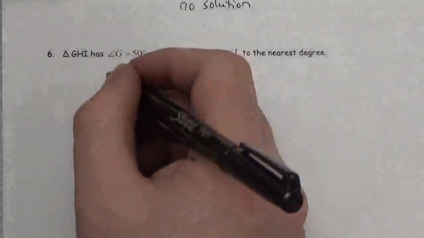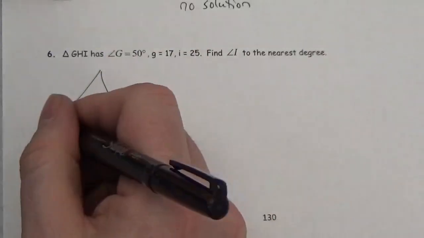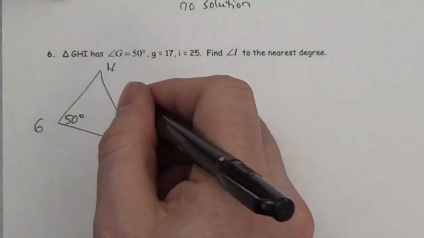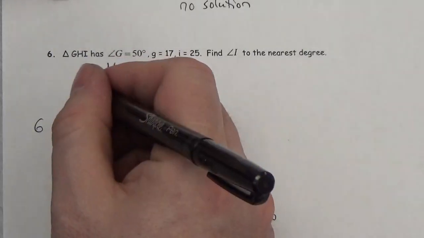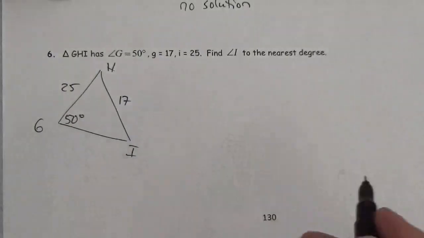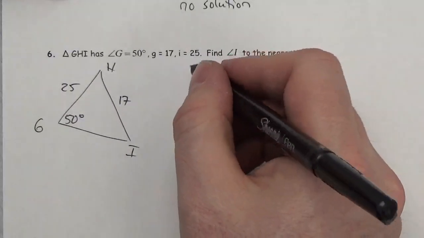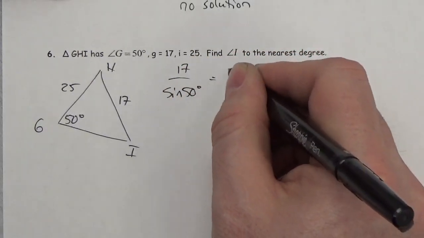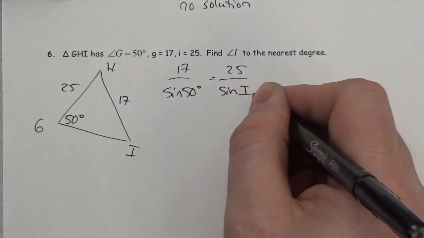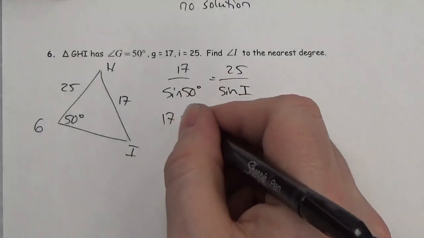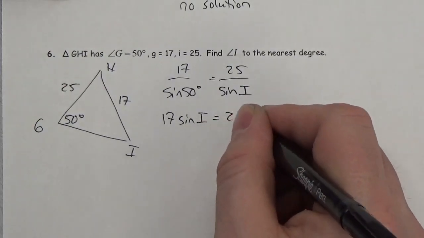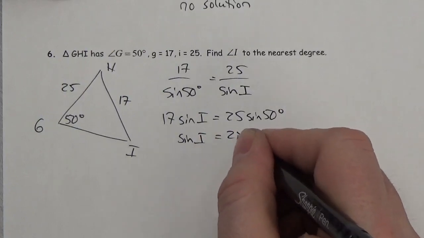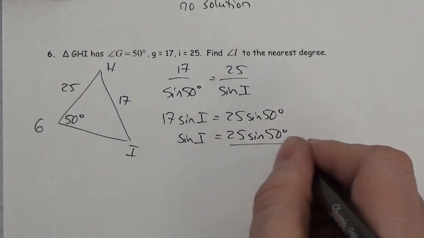Okay, now for our last question here, we've got triangle GHI. G is 50 degrees, little g is 17, little i is 25, and we want to find angle I here. So we've got enough to set up the sine law, so it's going to be 17 over the sine of 50 degrees will equal 25 over the sine of I. And we're going to cross multiply, so 17 sine of I will equal 25 sine of 50. So the sine of I will be 25 sine of 50 degrees over 17.